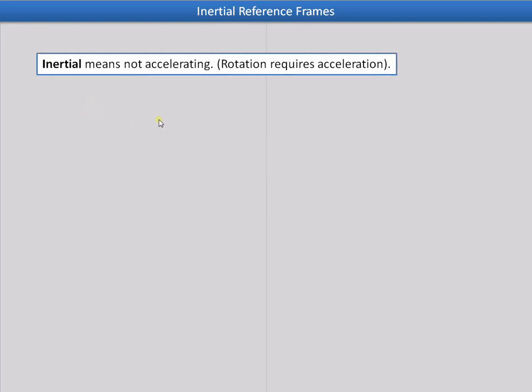So let's look at a sketch here to show you in an observable way what the difference is. So we'll compare an example of an inertial reference frame to an example of a non-inertial reference frame.